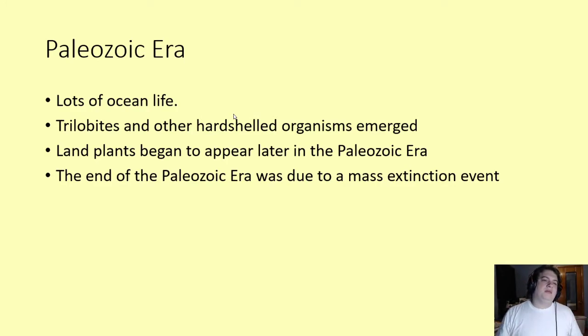So our Paleozoic era, and notice this is probably an era you've heard of, at least you think you know the term because you probably have heard it. The Paleozoic era had lots of ocean life. We had things like trilobites and other hard-shelled organisms emerge, which probably led to things like shellfish and so on moving forward. And we started to see land plants begin to appear later on in the Paleozoic. Our Paleozoic era eventually ended due to a mass extinction event.